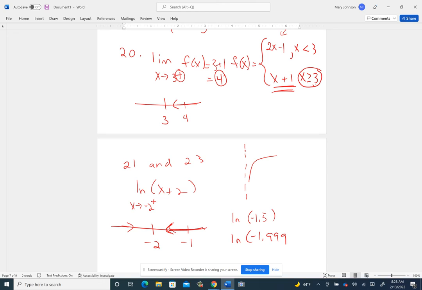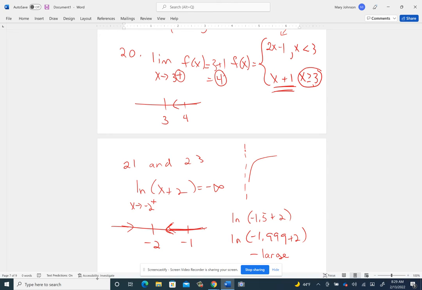Okay. And oops, when I wrote that, I meant to say plus the 2. You're plugging in the -1.99 for the x. So when you do the natural log of something tiny like 0.001, you wind up getting a negative large number. Okay, so this right here would equal -infinity.